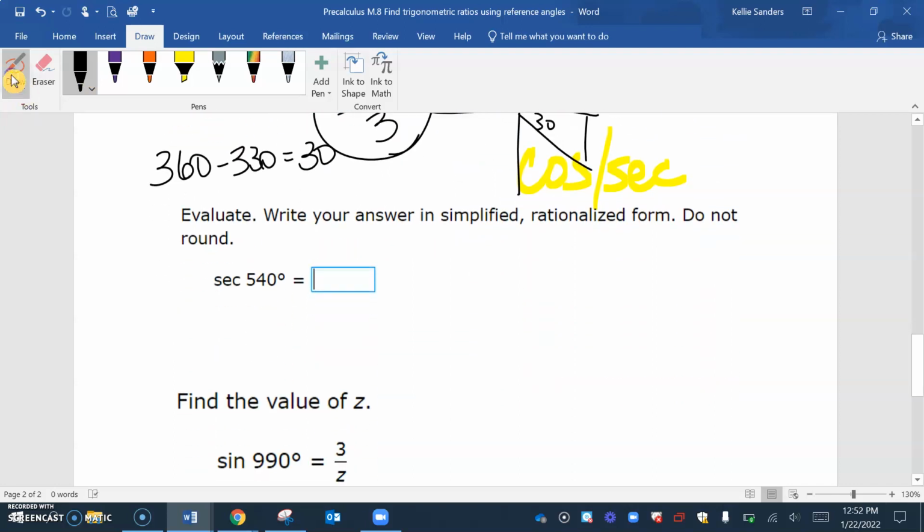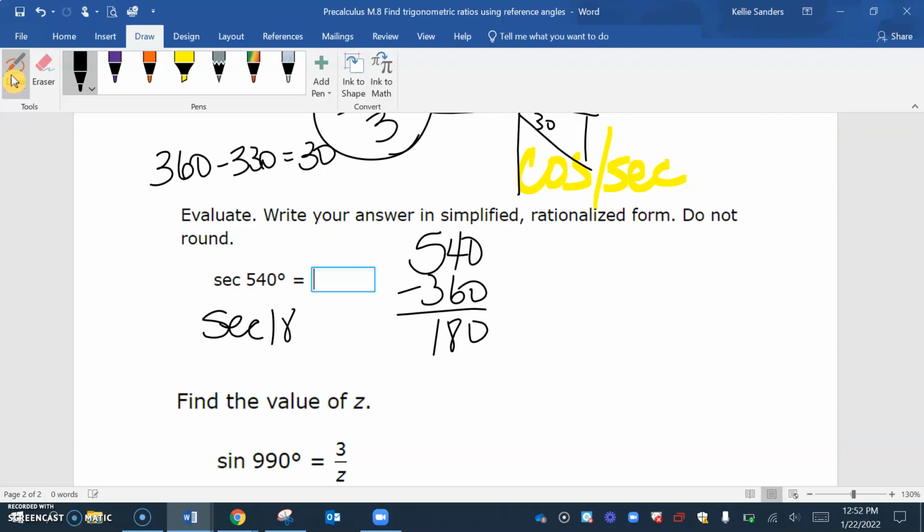540, what's 540? So we don't know what 540 is. We're going to take a full circle away from that and get 180. So secant 540 is the same thing as secant 180. Then you look at your chart and you get negative 1.